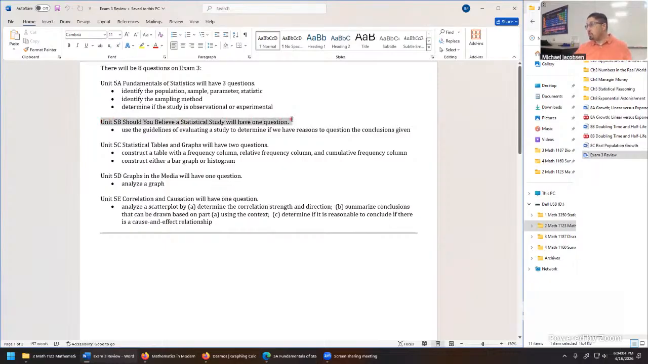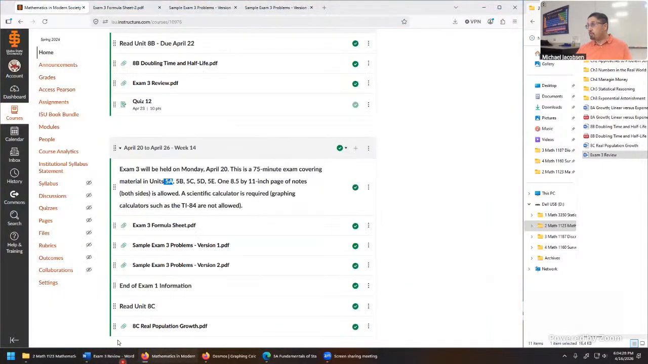For Unit 5B, this one was a lot shorter, and I think people kind of like this section. There's a lot of participation in these kind of problems. This is where you'll use the guidelines of evaluating if a study should be trustworthy or not, if the conclusions should be trusted, or if we have reason to doubt the conclusions. It says use the guidelines of evaluating the study, but that's where if you were doing this exam question on the real exam 3, you would probably flip to the exam 3 formula sheet.